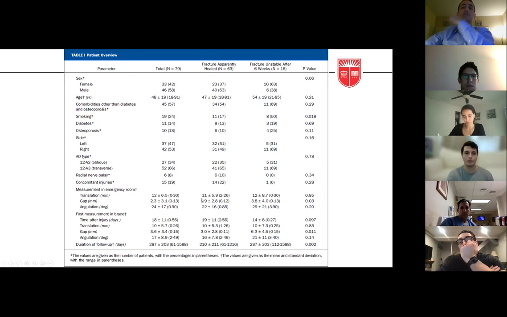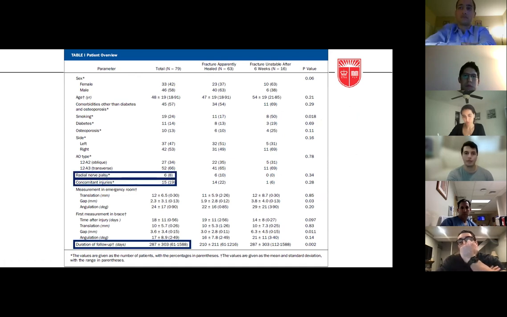So here's the overview of the patients. There are just a few things I want to point out. Overall, the rate of radial nerve palsy was 8% in the population, and like Dr. Kant mentioned earlier, all these patients went on to have their radial nerve palsies resolved upon follow-up. 19% had concomitant injuries in another area. The duration of follow-up here was also on the shorter end, about 11 weeks median.